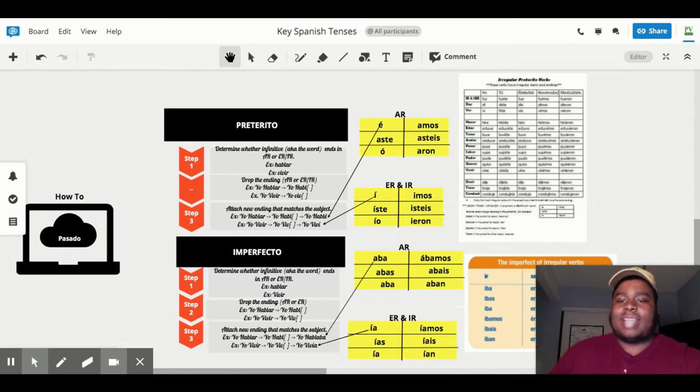So, step one in the pretérito. Determine whether the infinitive ends in AR or ER/IR, because those two will have the same endings regardless. An example would be hablar, which ends in AR. An example for ER/IR would be vivir. Now, step two. We're going to drop the ending.